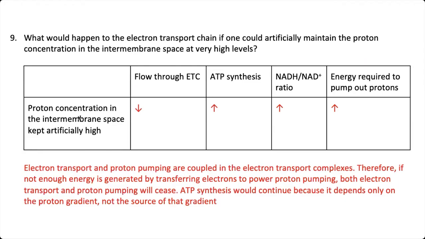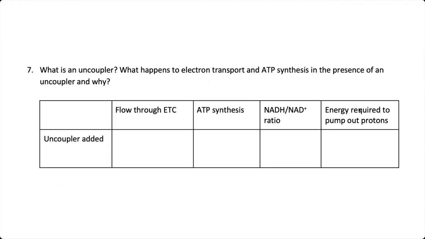And the energy required to pump out protons is going to increase. But we can keep making ATP, assuming that we don't have an inhibitor, because this is helping us see that ATP synthesis is not dependent on NADH or FADH2 directly, rather it's dependent on the gradient, not the source of the gradient. So we already discussed what an uncoupler was, but let's think through what would happen to the electron transport chain and ATP synthesis in the presence of an uncoupler.